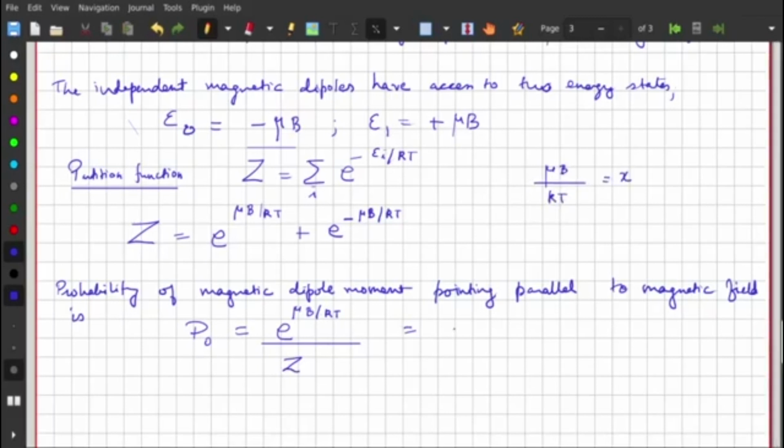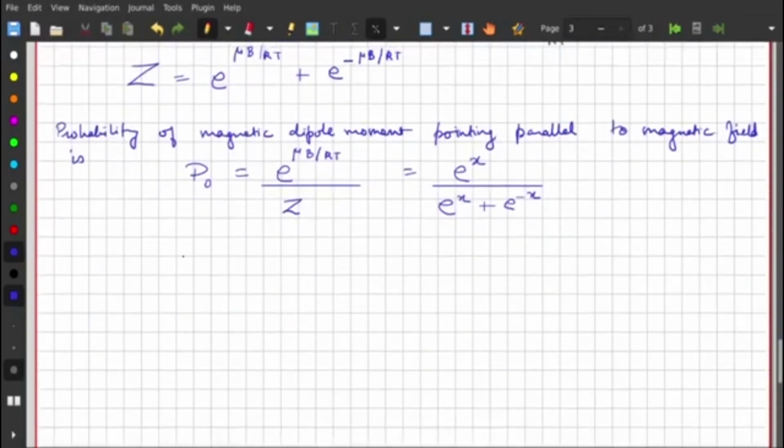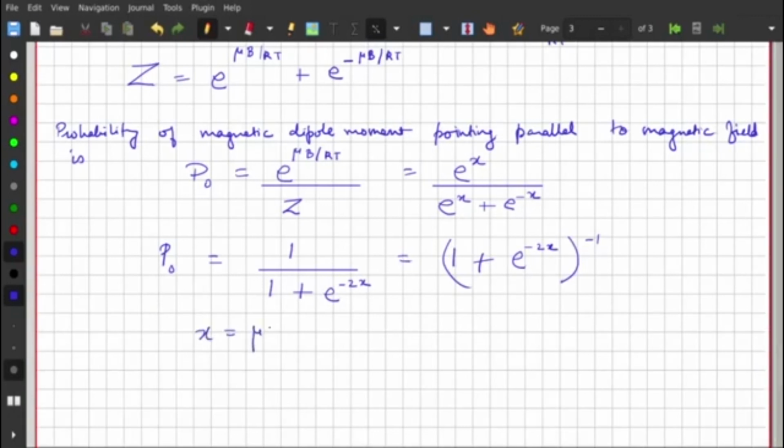So this becomes e to the x, and the partition function therefore becomes e to the x plus e to the minus x, and therefore let's divide the numerator and denominator by e to the x. This becomes 1 over 1 plus e to the minus 2x, and therefore this could be written as 1 plus e to the minus 2x all to the power minus 1. Okay, keep in mind that x is the group mu B by kT.